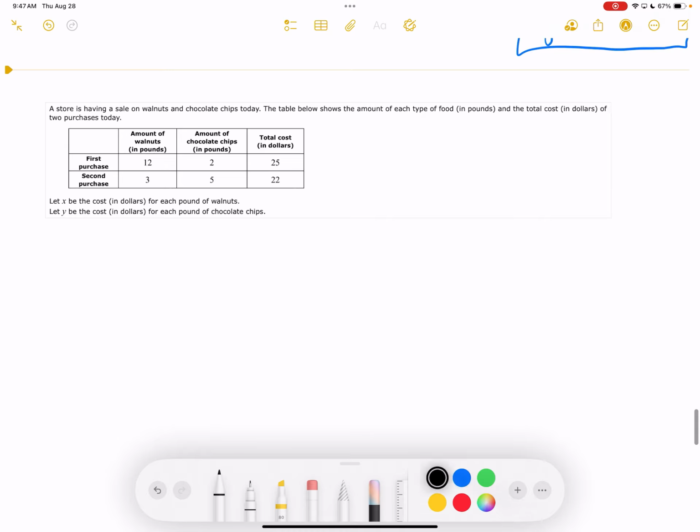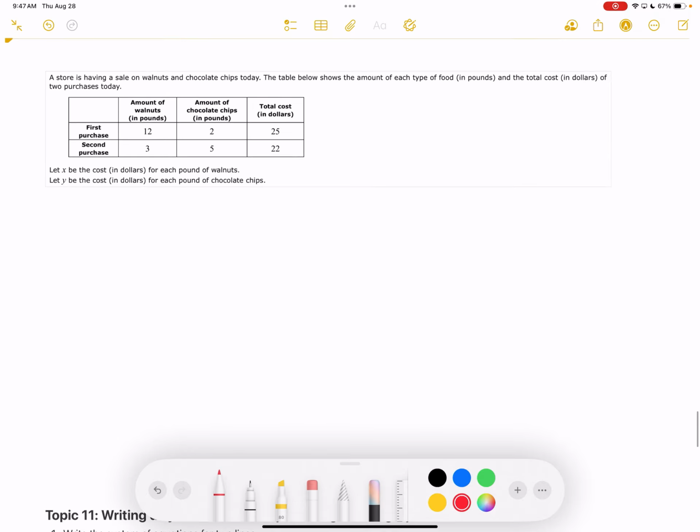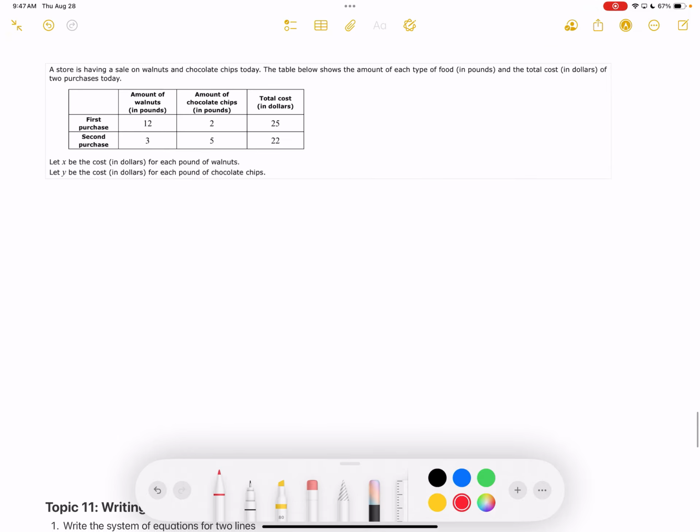All right, last word problem, and then the last topic's pretty easy. A store is having a sale on walnuts and chocolate chips today. The table below shows the amount of each type of food and the total cost of 2 purchases today. So this one, we are looking at the rows here. Let X be walnuts and Y be chocolate chips. So 12 pounds of walnuts plus 2 pounds of chocolate chips equaled $25.